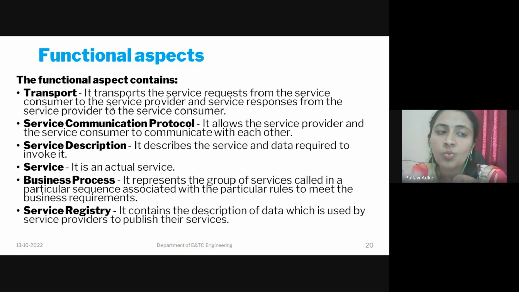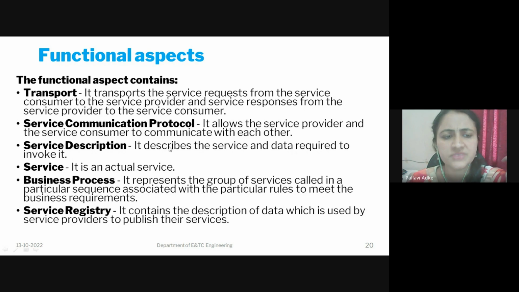Okay. Now, what is the protocol for that? Service communication protocol. It allows the service provider and service consumer to communicate with each other. So we are communicating through that service registry, we can say. Whatever platform is available with us, with that communication protocol, with that registry or with that platform, we are communicating, or there will be communication between service provider and service consumer.